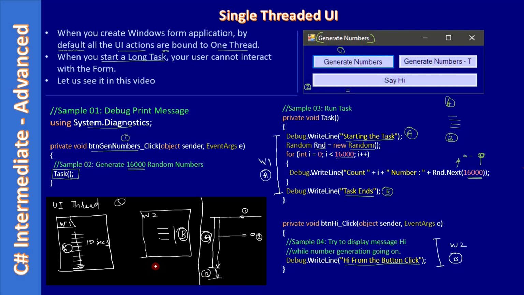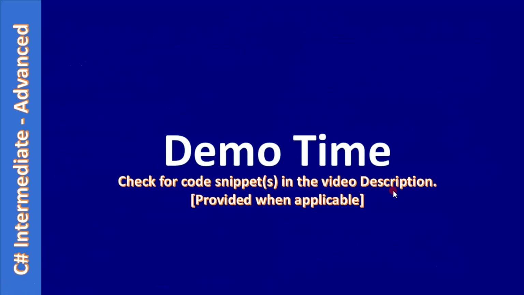In the console output window, you will be seeing A and B. A is starting the thread, then the instruction set, I mean the count number message. After that you will see B. Then you will be seeing the message for this after A and B, right? So if you click it 2 times, then you will be seeing 2 messages only after seeing the task end. Alright, now we will go to the demo and see how it works.